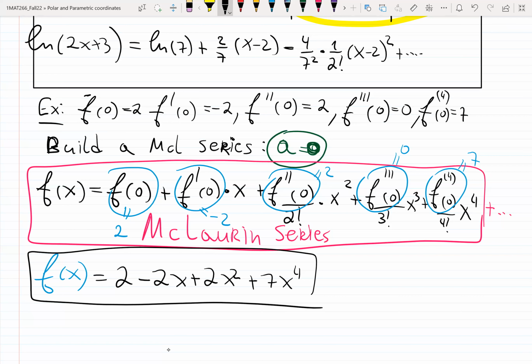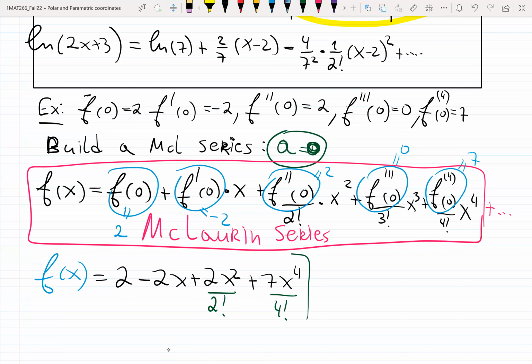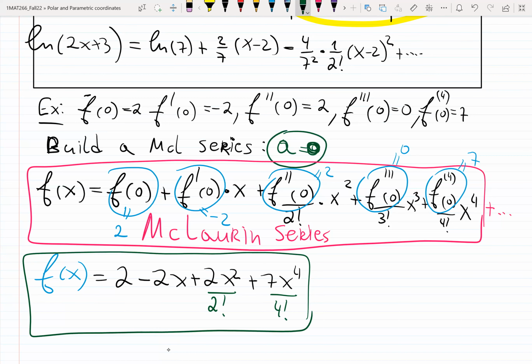Wouldn't be 7 over 4 factorial? Yeah, you're right. See, I completely lost factorials. Good job. Maybe I did it on purpose. Maybe not. 2 factorial, 3 factorial, 4 factorial. See, good job. Someone did pay attention. Nice.